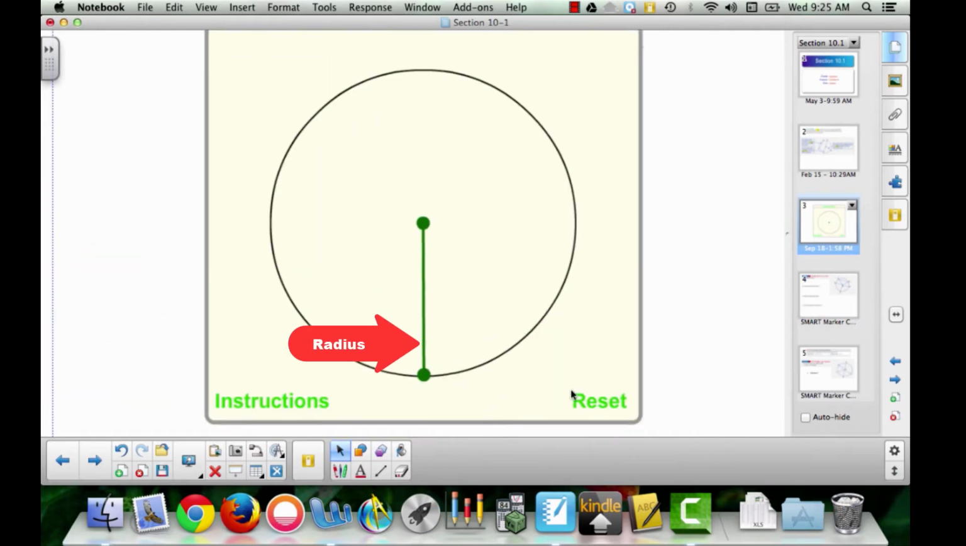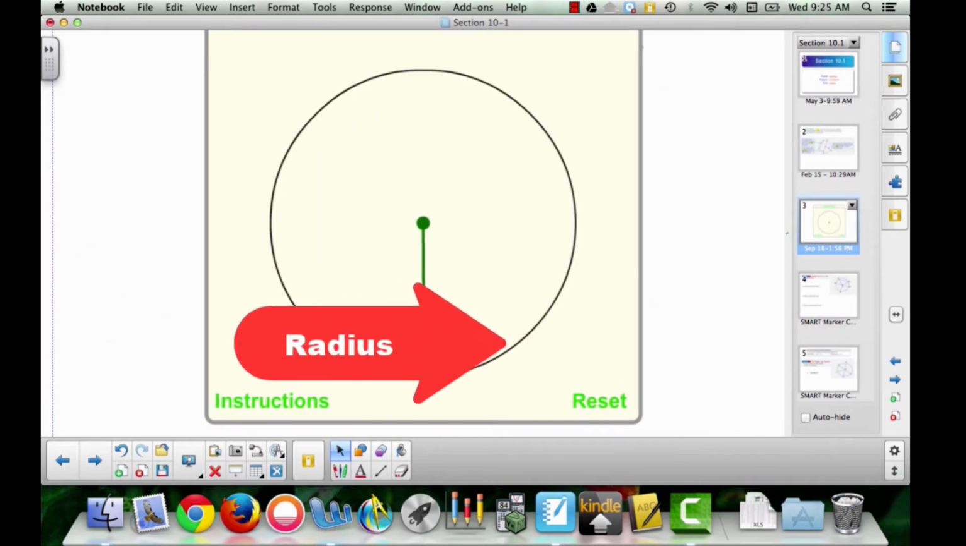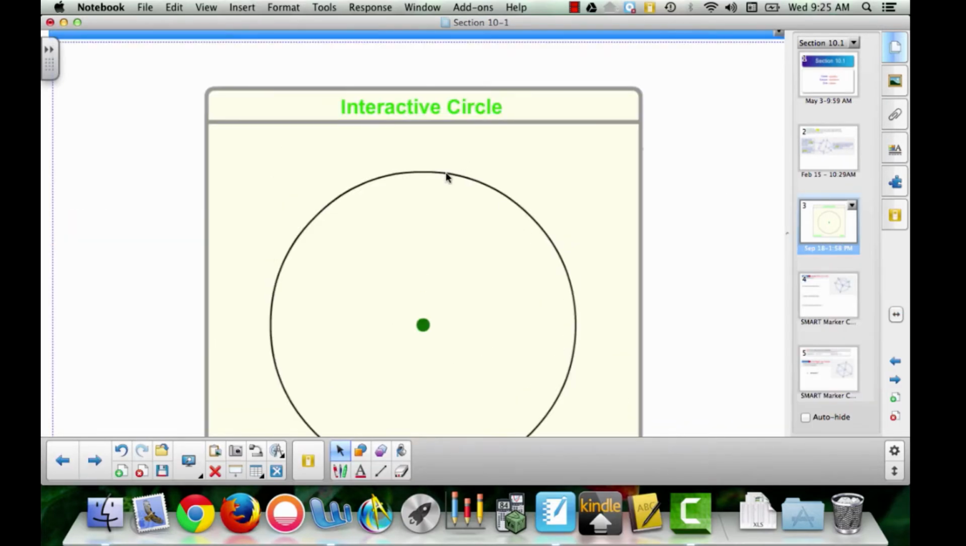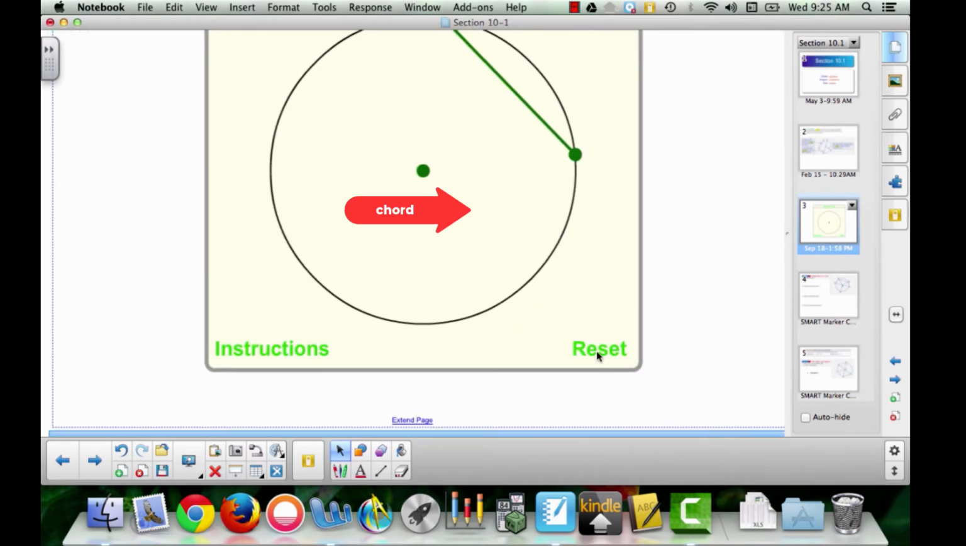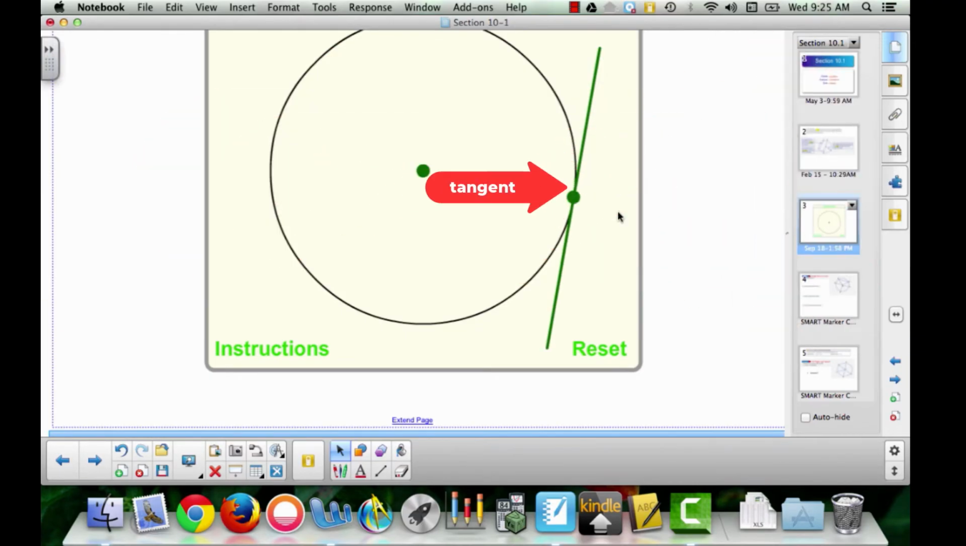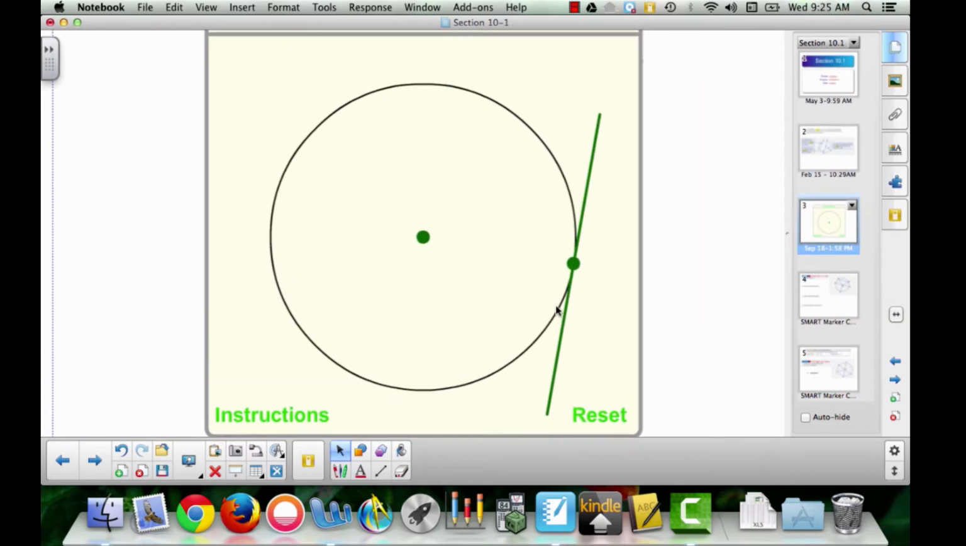Here I have made a radius of the circle. Here's a chord of the circle. This is called a tangent to the circle, a line that's intersecting the circle in only one point. And remember, a diameter of the circle is a chord that goes through the center.